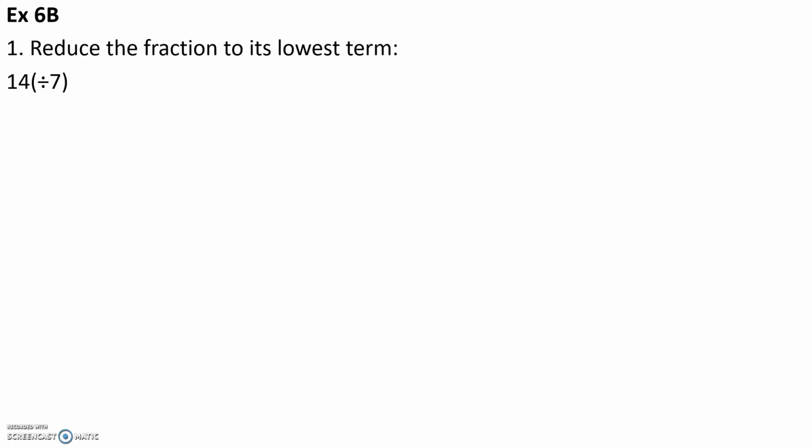Let's see some examples from our exercise 6B. Reduce the fraction to its lowest term. 14 divided by 7 upon 21 divided by 7. As you know, in the 7 ka table, 7 twos are 14 and 7 threes are 21. So here we will write 7 twos are 14 upon 7 threes are 21. So the answer is 2 upon 3.